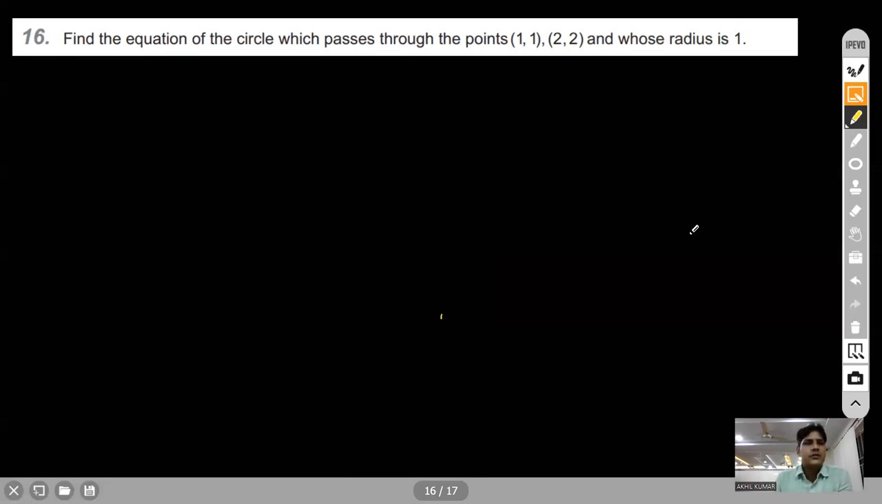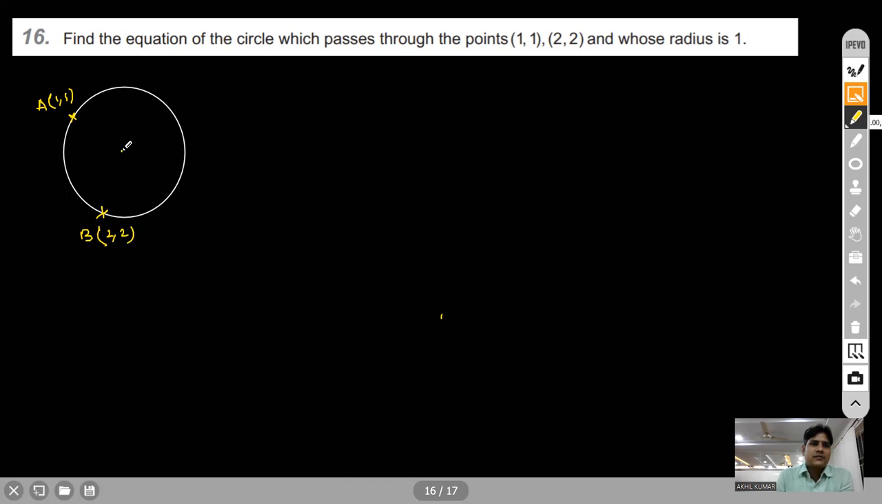So this is question number 16. It is saying, find the equation of the circle which passes through the points (1, 1), (2, 2) and whose radius is 1. Okay. So it is passing through two points. Let me take this as A, (1, 1), and this as B, which is (2, 2).